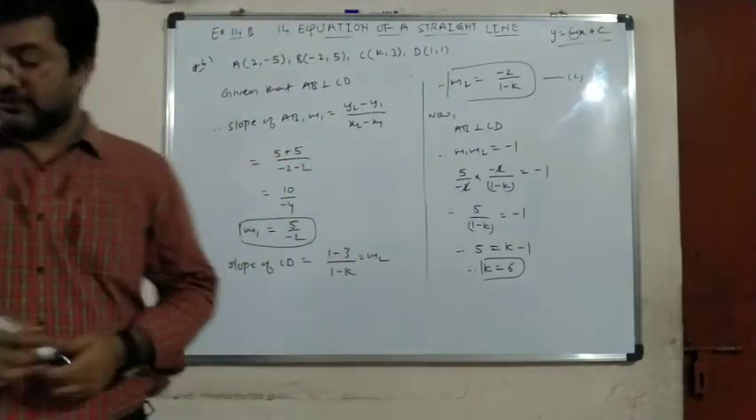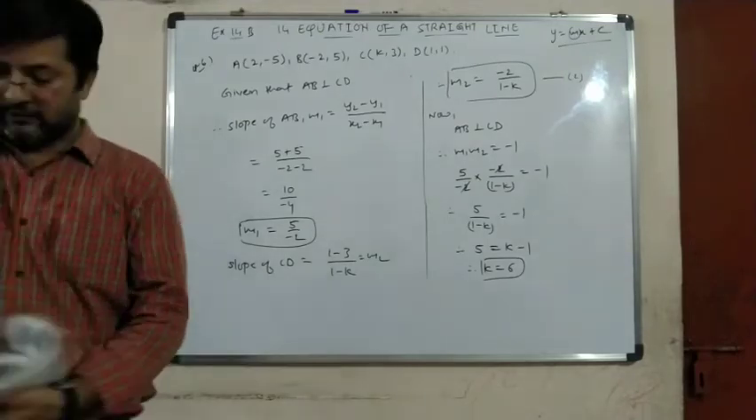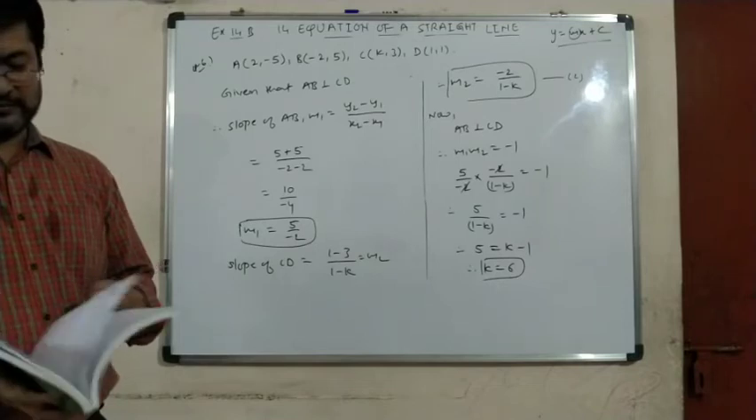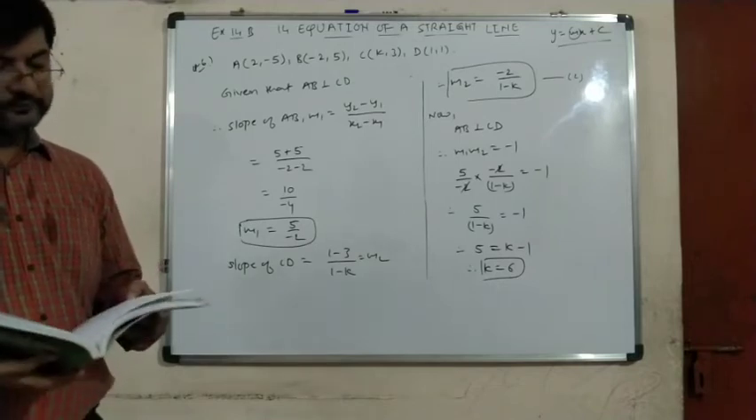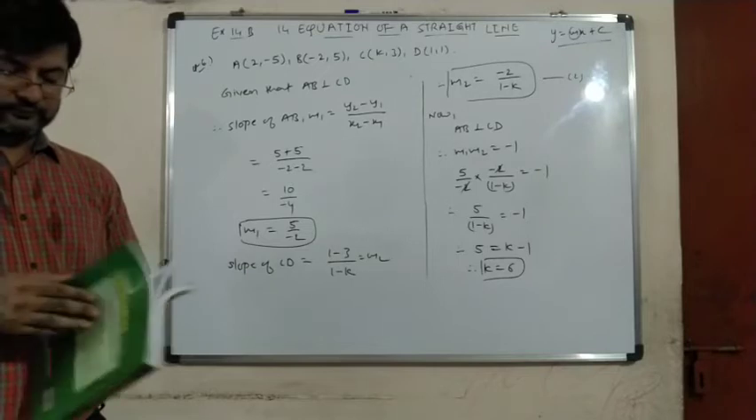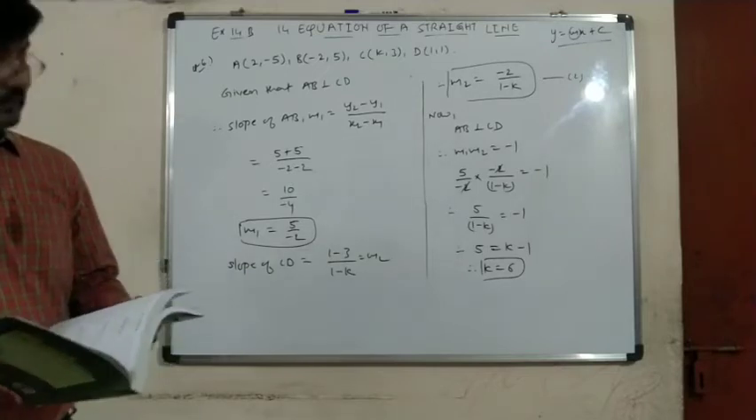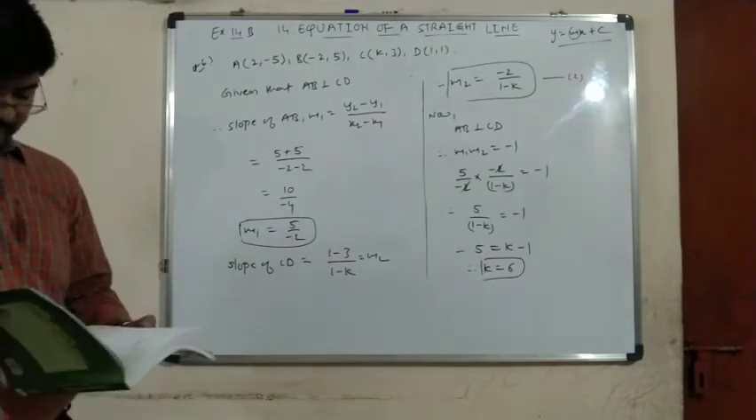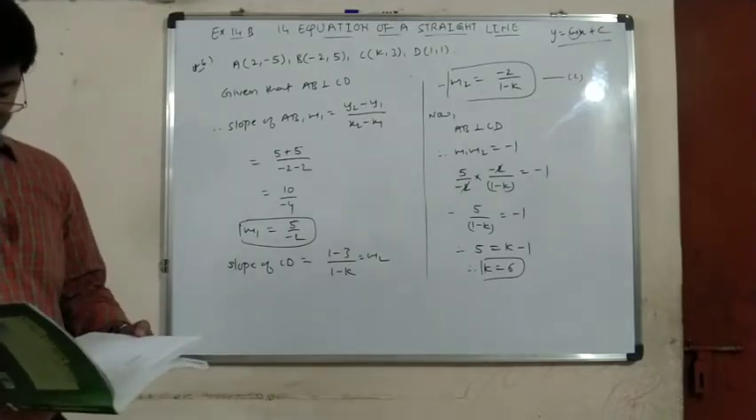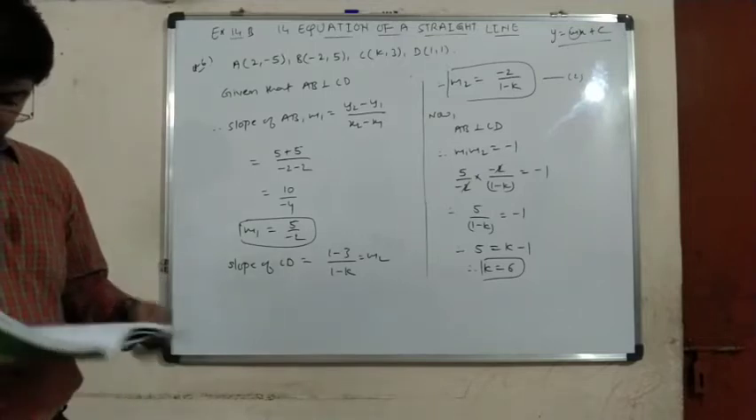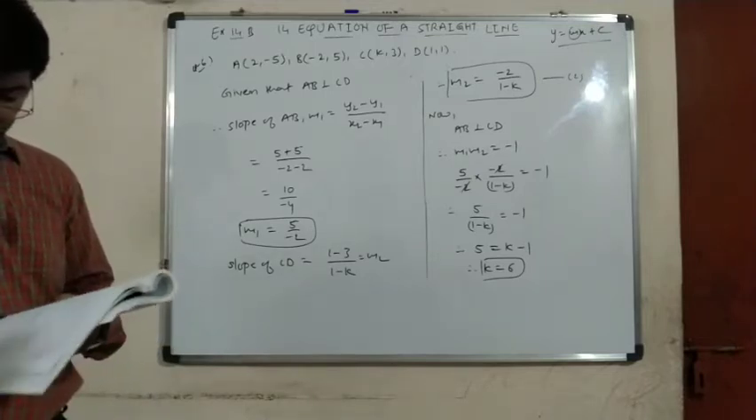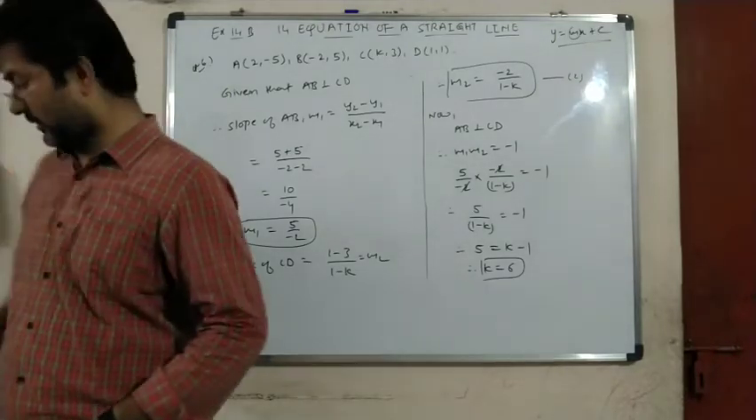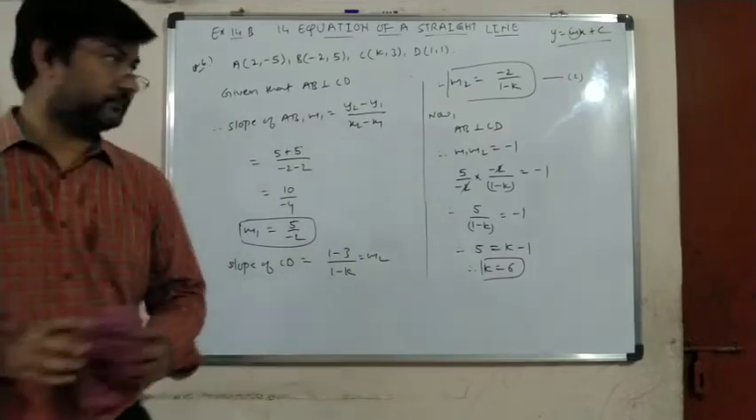So initial questions are easy. However, this exercise is easy only. Question number 6 is over. Now let us solve question number 7. We have to prove that the two lines are perpendicular. The equations of two lines are given.